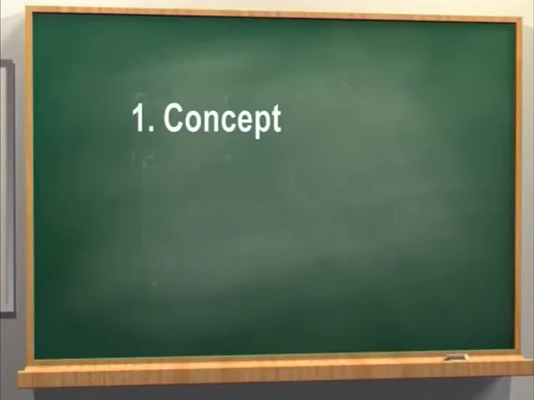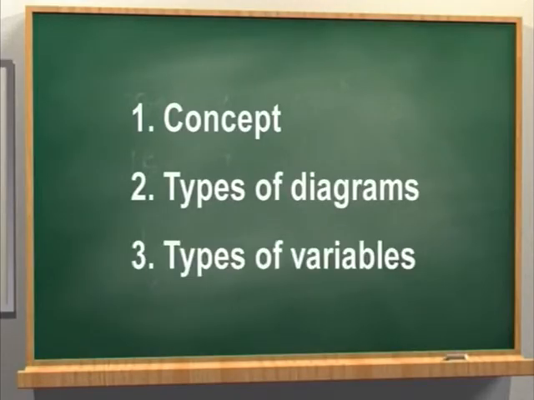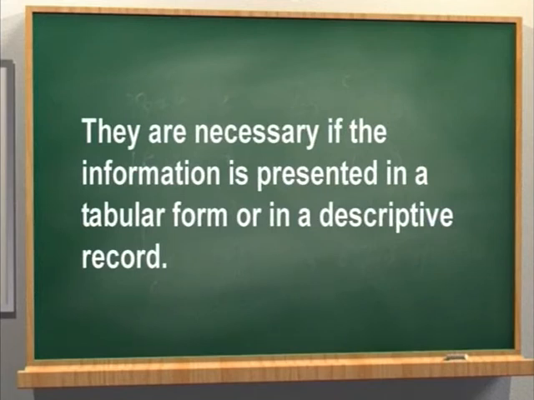Let's describe the concept, types of diagrams and types of variables. Graphics such as maps, graphs and diagrams are used to represent large volume of data. They are necessary if the information is presented in a tabular form or in a descriptive record. Graphical form makes it possible to easily draw visual impressions of data. The graphic method of representation of data enhances our understanding. It makes the comparison easy.